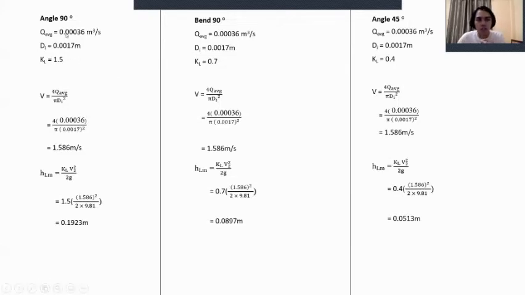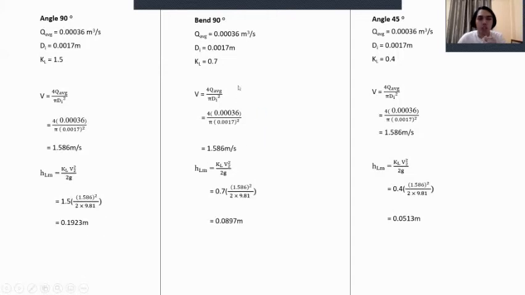So the Q average is 0.00036 meter cube per second. The diameter is 0.0017 meter, and the loss coefficient value KL is 1.5, which is given from the manual, the diagram pipe manual. So from this information, we can just find the velocity, using the same previous formula, and we get 1.586 meter per second. And then lastly, find the HLM using the same formula, just substitute the value, and we will get 0.1923 meters.